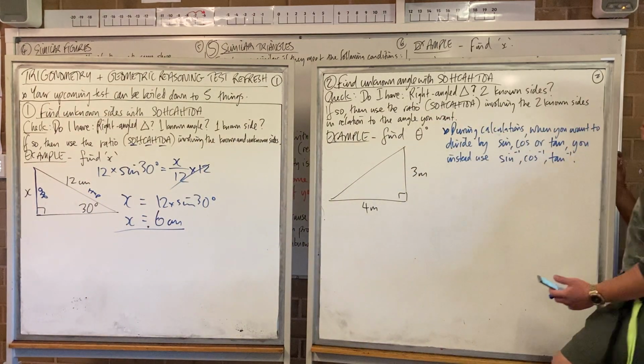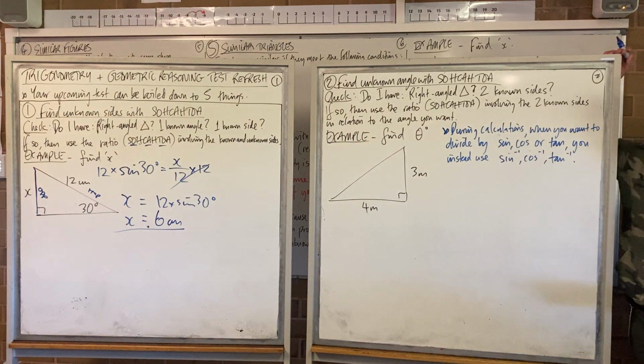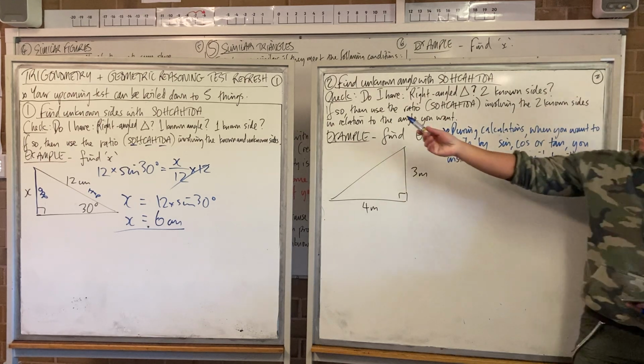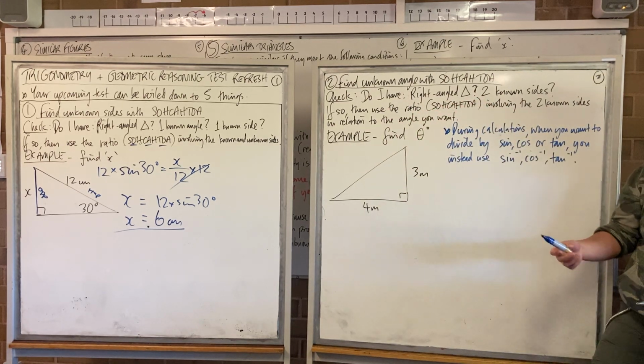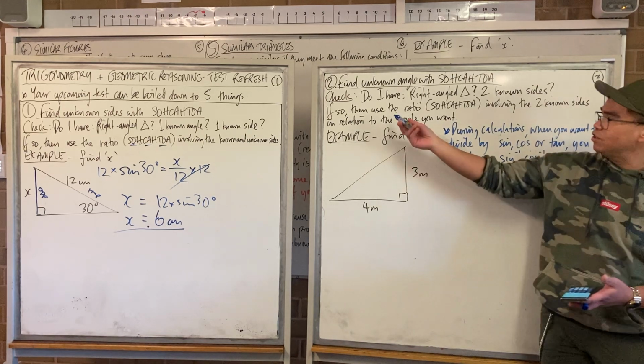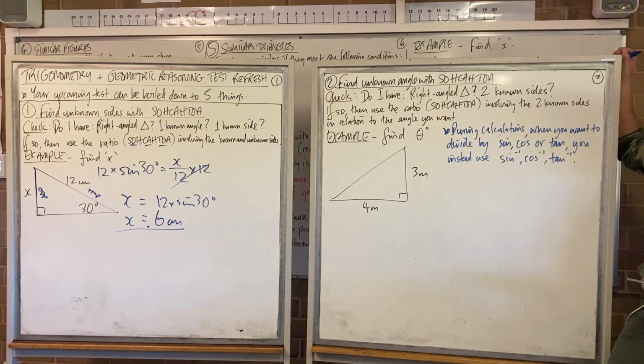Second thing, finding unknown angles with SOHCAHTOA. You were less confident with this when I first taught you, but I got the impression you still covered it. So whatever teacher you had, they did their job. So what do I check? Do I have a right angle triangle? Do I have 2 known sides? If so, then use the ratio SOHCAHTOA involving the 2 known sides in relation to the angle that you want.